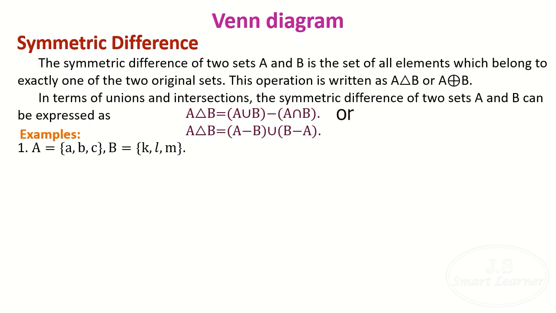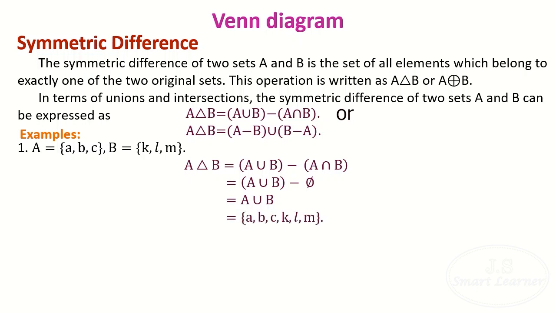First example, take two sets A and B. Set A is equal to a comma b comma c. Set B is equal to k comma l comma m. Then the symmetric difference of sets A and B is equal to A union B minus A intersection B, that is equal to A union B minus empty set, because there are no common elements in sets A and B, that is equal to A union B. So the set A union B contains 6 elements a comma b comma c comma k comma l comma m, that is equal to the symmetric difference of A and B.